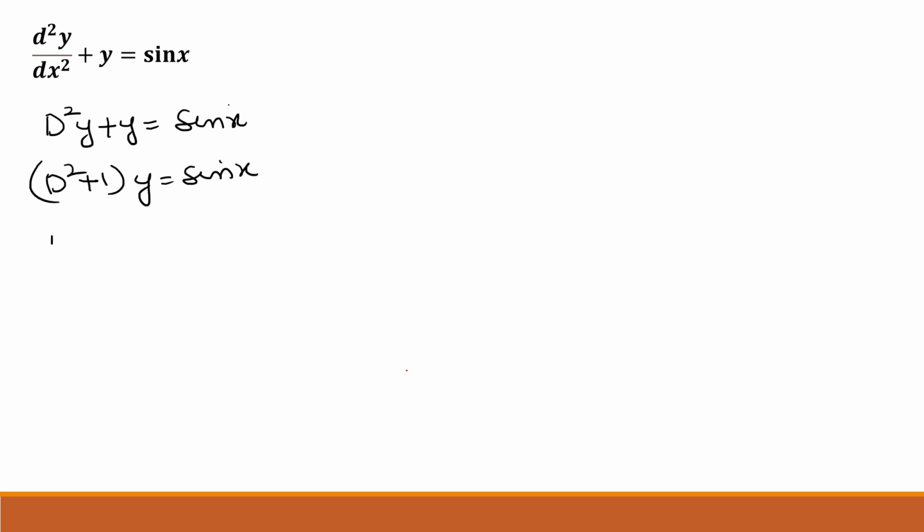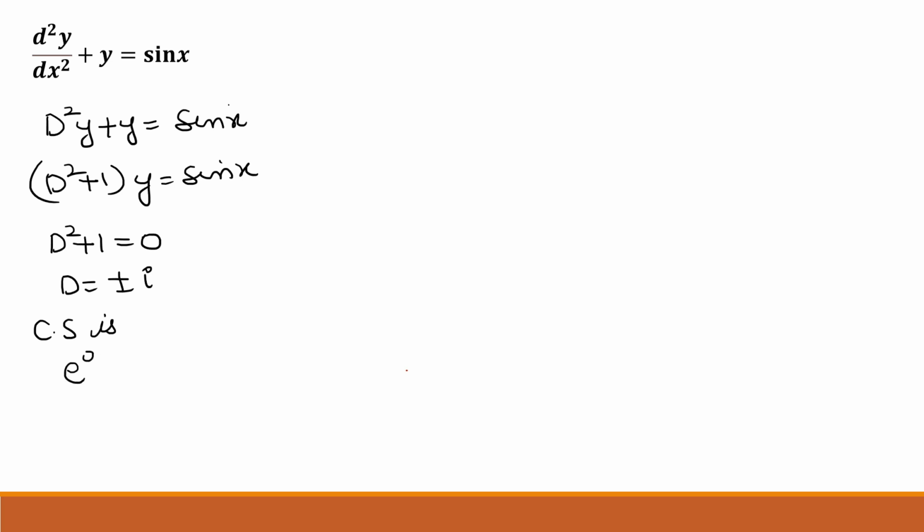So what is the auxiliary equation? The auxiliary equation is d square plus 1 equals 0. So from here, d will be plus minus iota. And we know how to write the complementary solution for these types of roots. So we are getting complex roots. So the complementary solution will be, what is the real part?